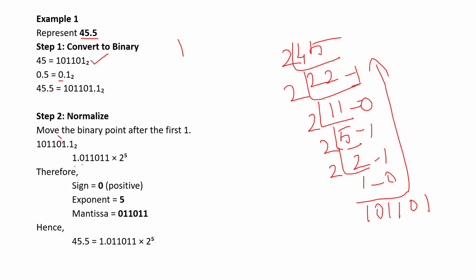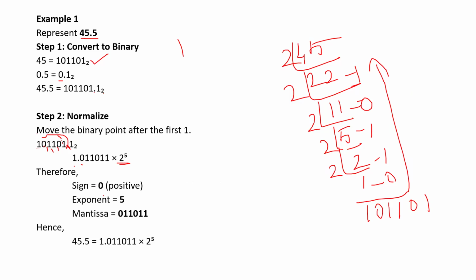So 1.011011. Here we have to move the point to the first place. How many places? 0, 1, 2, 3, 4, 5. So 2 power 5 has to come. So that is normalization, that's all.